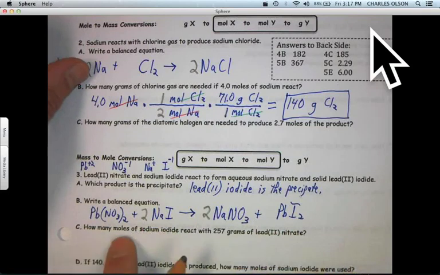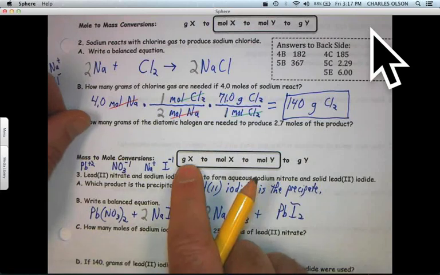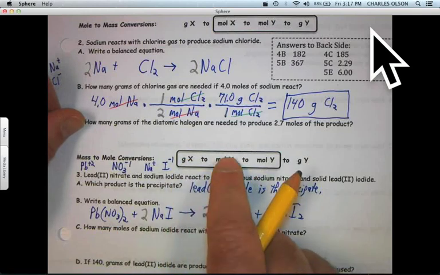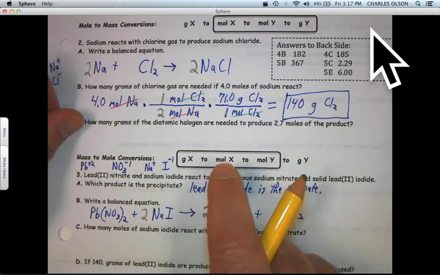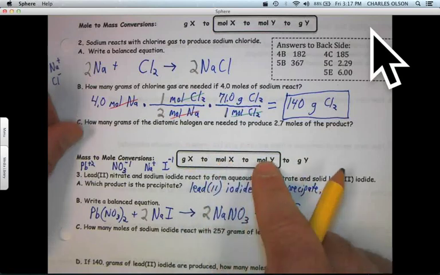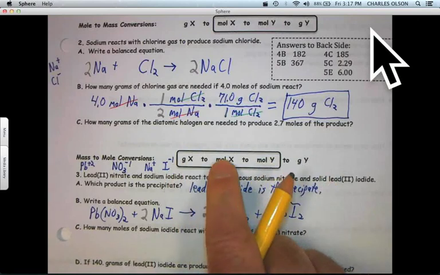How many moles of sodium iodide react with 257 grams of lead 2 nitrate? So we have 257 grams of this substance here, and that is our given. We are going to go from grams of lead 2 nitrate to moles of lead 2 nitrate using the molar mass, and then from moles of lead 2 nitrate to moles of what it asks about, sodium iodide. So this is a grams to moles to moles conversion.